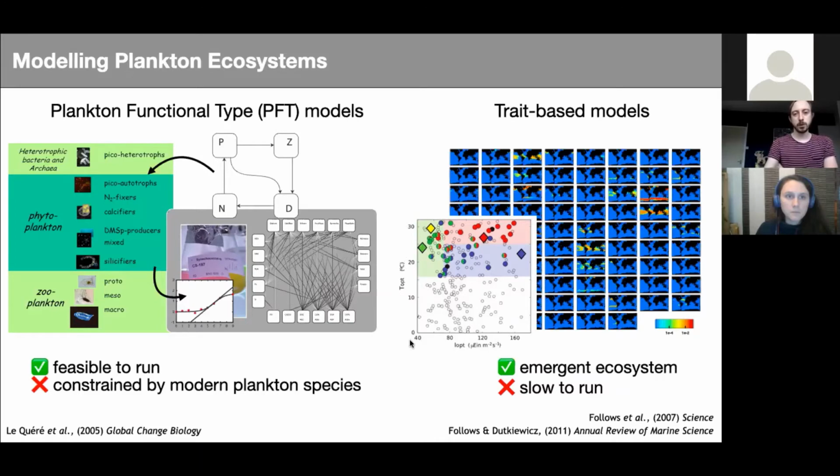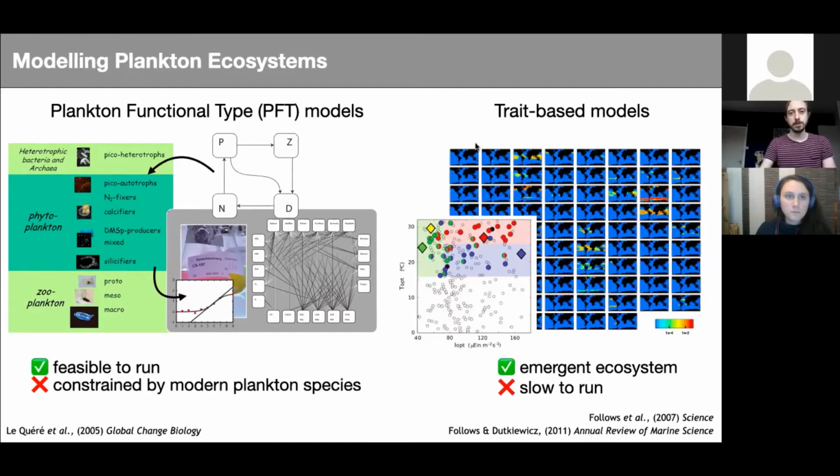And the trait-based model randomly samples the parameter space of these traits to produce theoretically possible plankton with different strategies. So here we've got 100 different random combinations of these 2 different traits. And then these 100 plankton are then initialized into a model of biogeochemistry. And the model is run forward in time, and the plankton fight it out and they compete for resources. And some of them will win and some of them will not win.